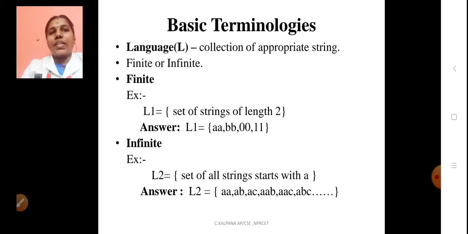And the next one is language. It can be finite as well as infinite. Finite is based on conditions on the appropriate strings, and infinite has no such conditions. Finite has some limitations. For example, L1 equals the set of strings of length 2. It may be uppercase letters or lowercase letters, but it should have length 2. But infinite has no such conditions. It can be formed by the set of strings which start with A, for example AA, AB, AC, etc. But it should start with A, and it may have n number of length.